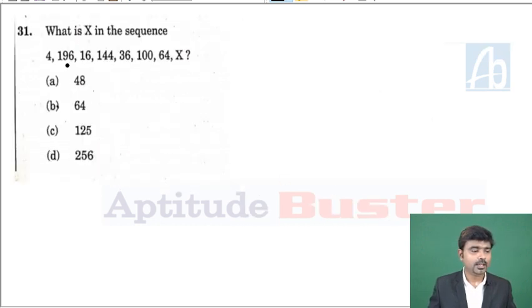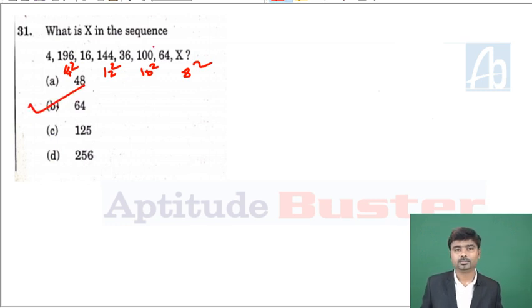Next, 4, 196, 16, then what's 144, 36, 164. That's very simple. What's 14? This is 14 square, this one is 12 square, this one is 10 square, this one should be 8 square. Answer is 64.